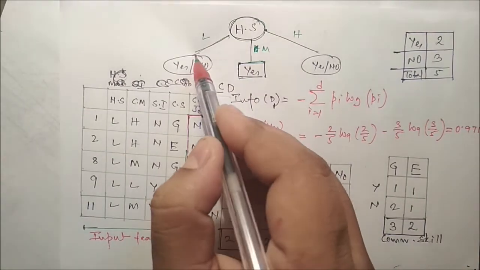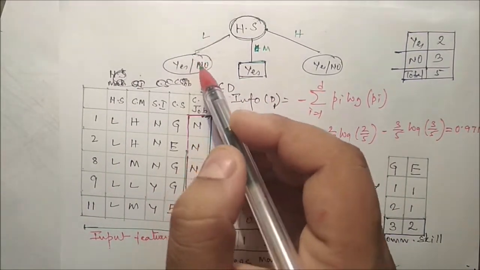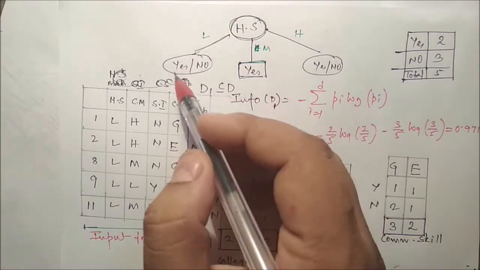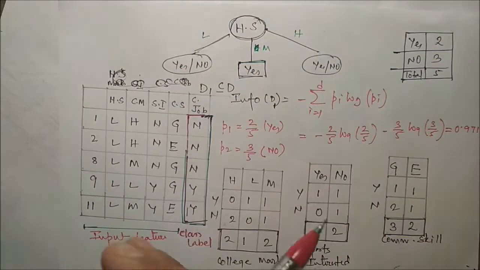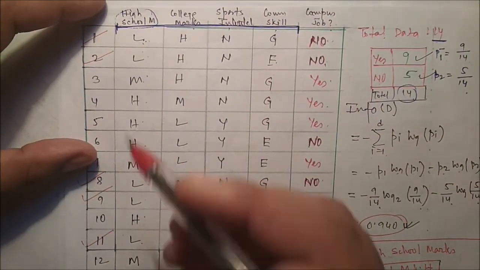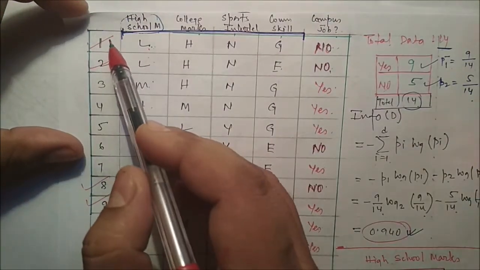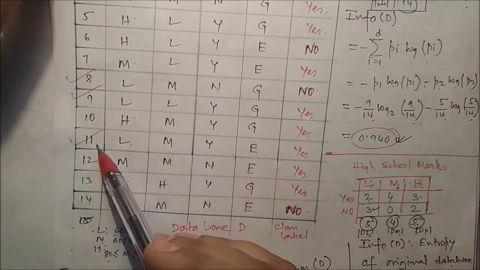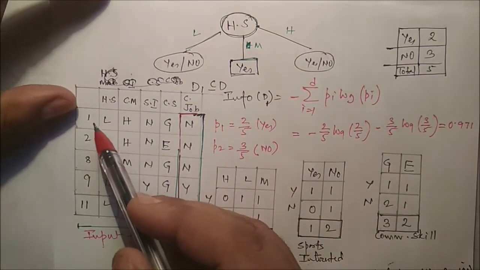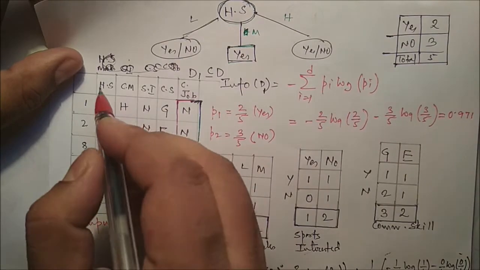After that, if the high school marks is low, then we have to decide which attribute to select as the splitting attribute. Now we look at our original database. If it is low, then we have to collect the first row, second row, 8th tuple, 9th tuple, and 11th tuple. So we have collected the first, second, 8th, 9th and 11th tuples from the original database where all the high school marks are low.